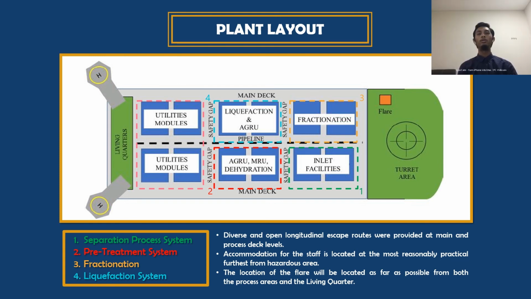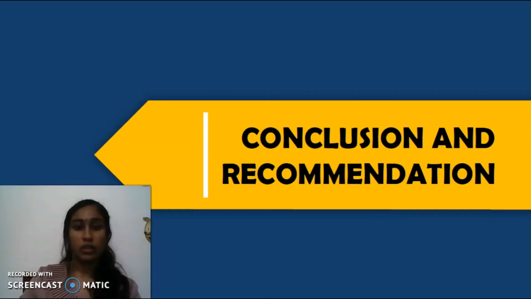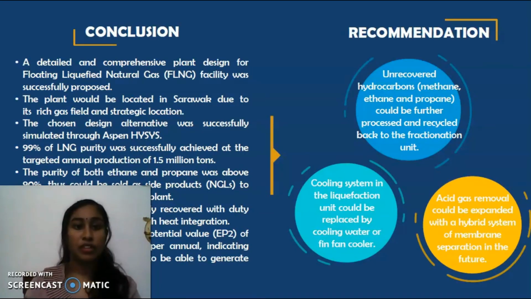Thank you. Now I will pass the floor to SHARVINAA. Moving on to the conclusion and recommendation. As for the conclusion, a detailed and comprehensive plant design for the FLNG facility was successfully proposed. The plant would be located in Sarawak due to its rich gas field and strategic location. The chosen design alternative was successfully simulated through Aspen HYSYS. 99% LNG purity was successfully achieved at the targeted annual production of 1.5 million tons. The purity of both ethane and propane was above 90%, so they can be sold as side products to obtain higher revenue for the plant.